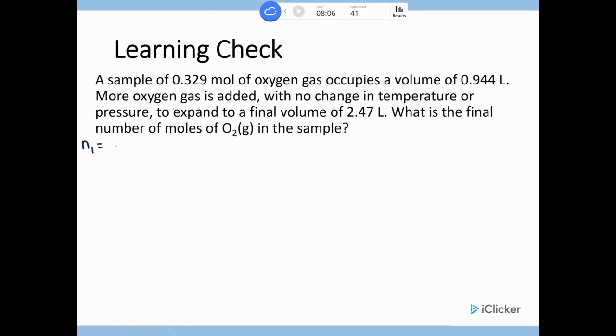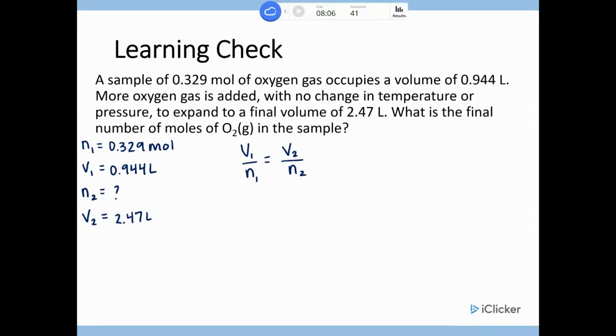So we have initial amount is 0.329 moles. Initial volume is 0.944 liters. Final amount of moles is what we're looking for. Final volume is 2.47 liters. So we will, of course, use V1 over N1 equals V2 over N2.